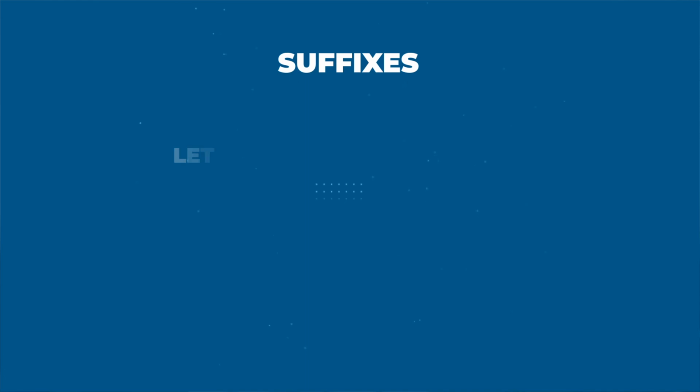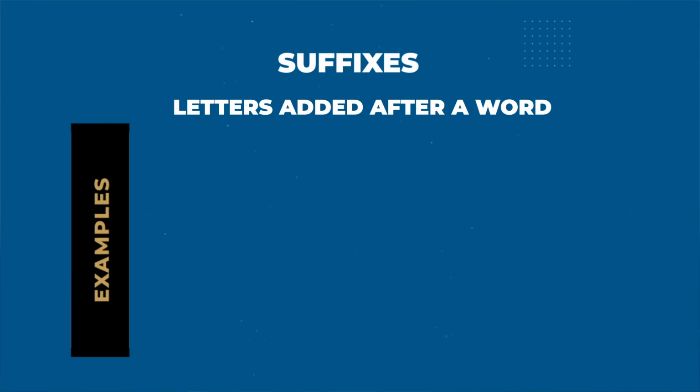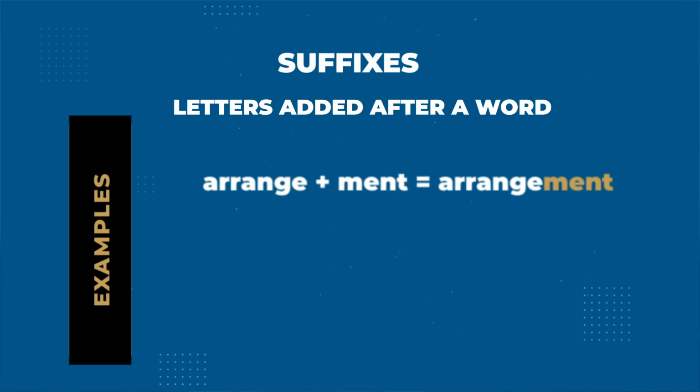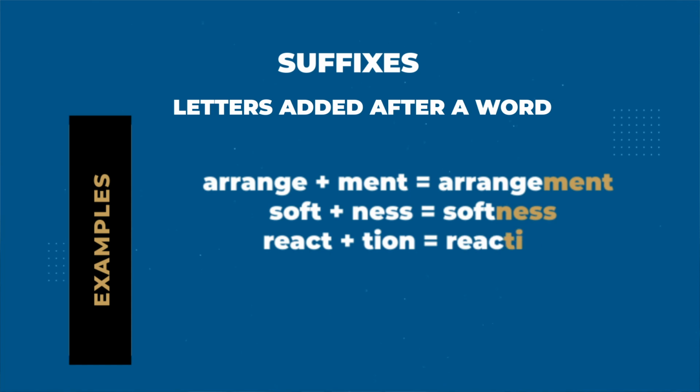You can identify these nouns by seeing their endings. You can even make nouns by adding a suffix. What is a suffix? Suffixes are letters added after a word. For example, you can make the word arrangement by adding the suffix ment after the word arrange. Then there is NESS, again a suffix. You can make the word softness by adding it to the word soft. You can also add TION after the word react, and the new word formed is reaction.